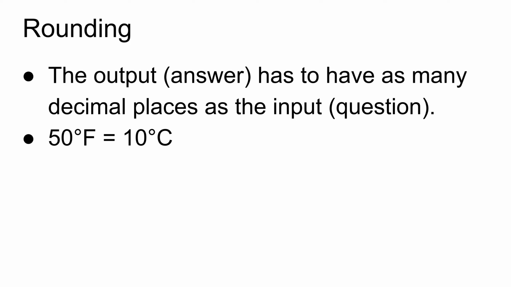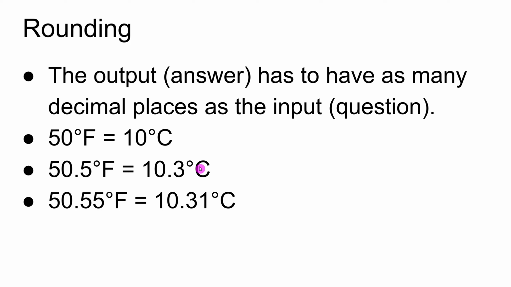So we know that 50 degrees Fahrenheit equals 10 degrees Celsius. Those are temperatures. 50.5 equals 10.3. So this is rounded to one decimal place. This is rounded to a whole number or an integer. This is rounded to one decimal place. So if I asked you to convert 50.5 degrees Fahrenheit into Celsius, the correct answer would be 10.3 degrees Celsius.